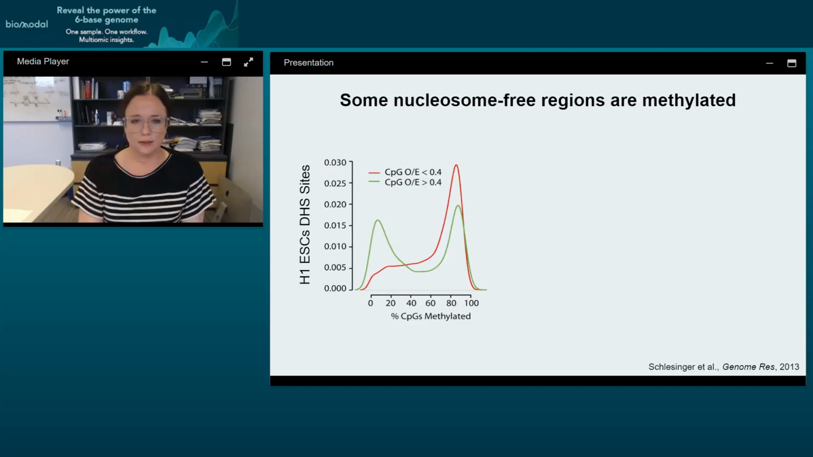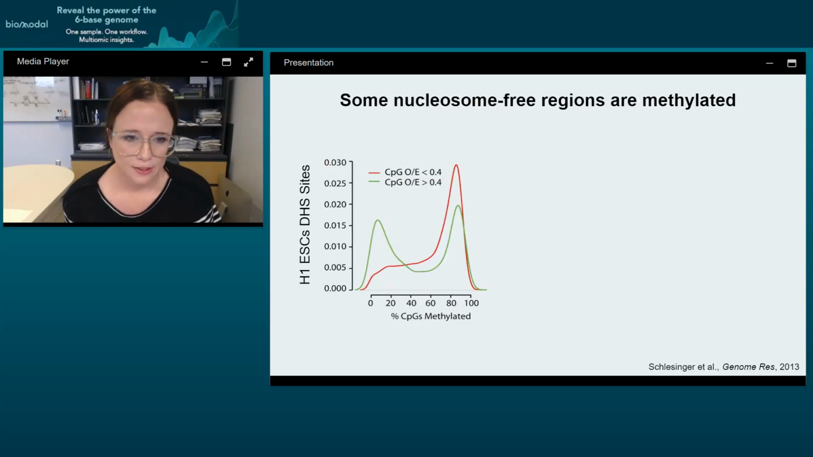So the work that I'm going to present to you today really started with this one observation that challenges this model. So we were investigating non-coding DNase hypersensitive sites, so regions that are open or representative of accessible chromatin in human embryonic stem cells.